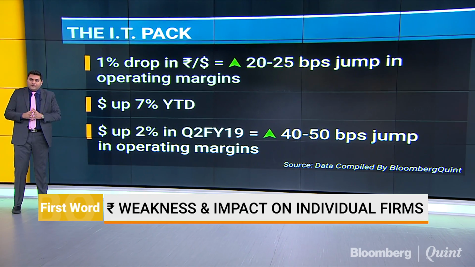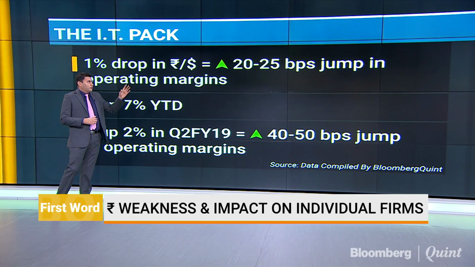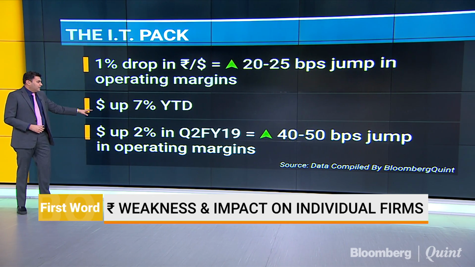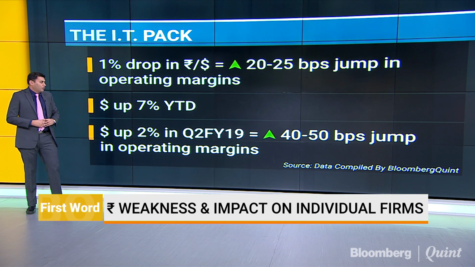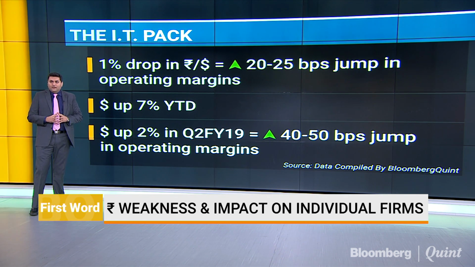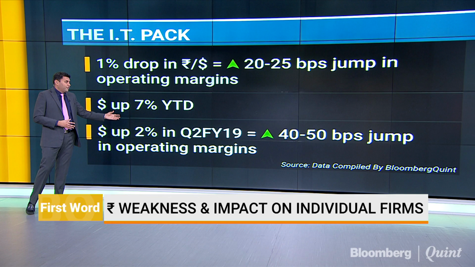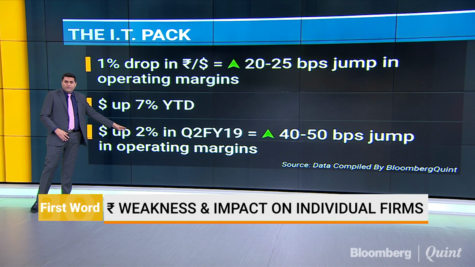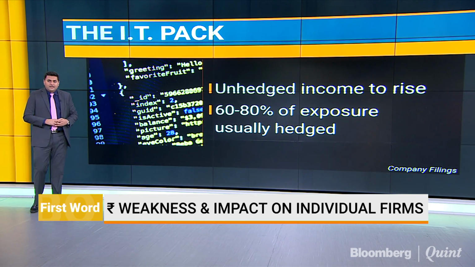First of all, let's talk individually. The IT pack. Now, a 1% drop in the rupee against the dollar means a 20 to 25 basis point jump in the operating margin. On a YTD basis, it's up almost 7%, and in the second quarter, the dollar is up almost close to 2%, which will mean that you'll probably have a 40 to 50 basis point improvement in the second quarter margin, because in the second quarter itself the rupee has depreciated 2%. So expect IT companies to come out with a strong set of EBITDA margin.